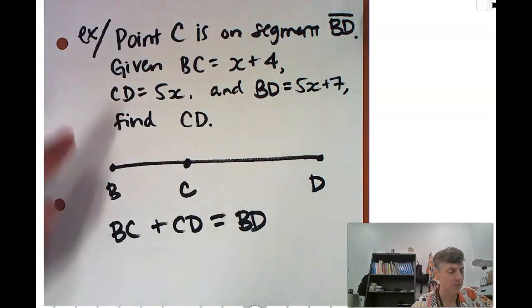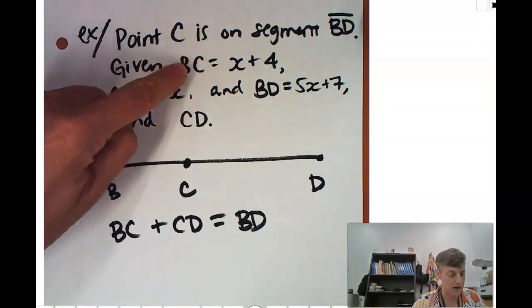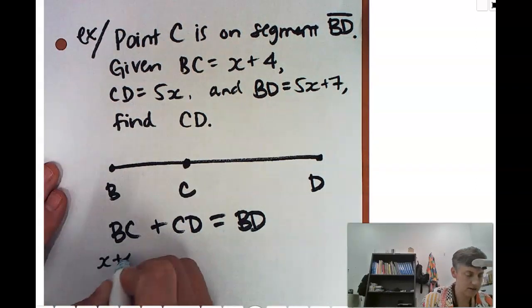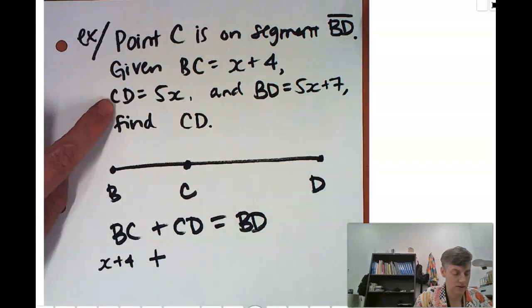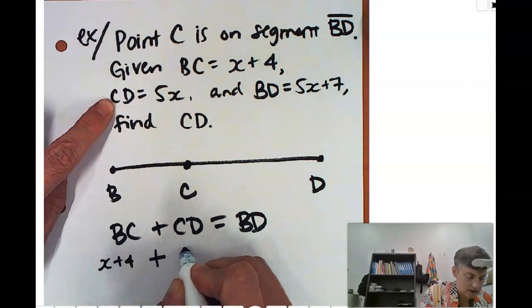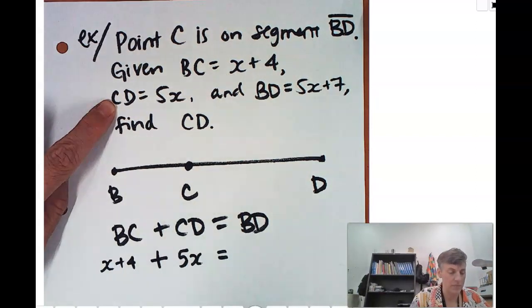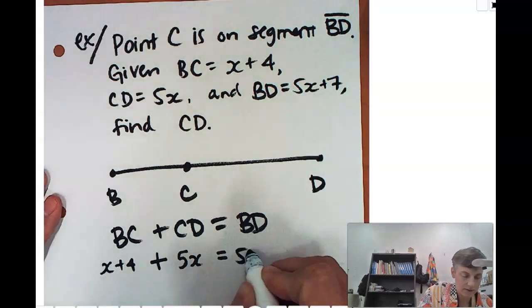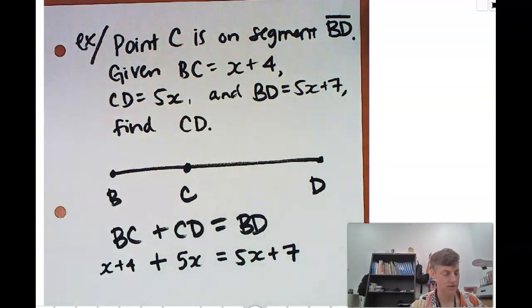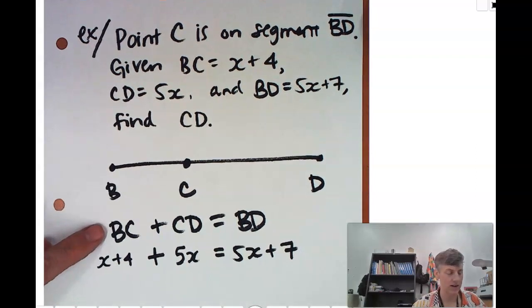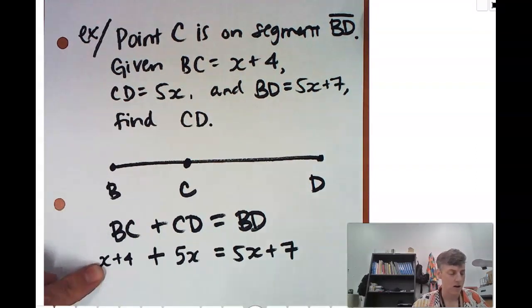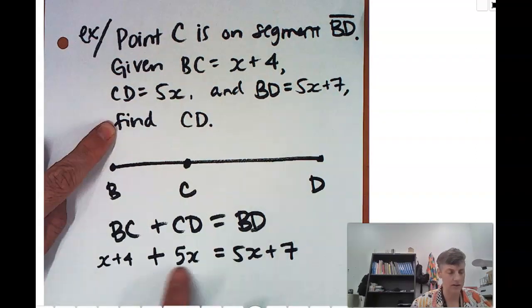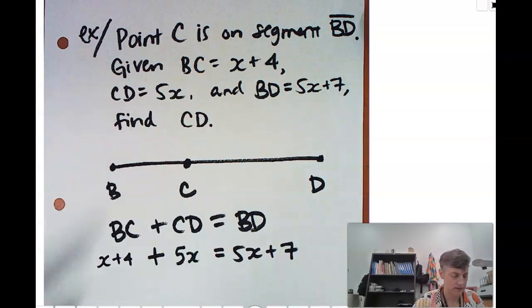Now it says, given that BC is x plus 4, I'm going to put that in my BC spot, x plus 4, plus CD is equal to 5x. All of that equals BD, which is equal to 5x plus 7. Okay, so I've now turned my letter equation into an algebraic equation. And we're going to find CD by first solving for x. And then we'll plug it in.